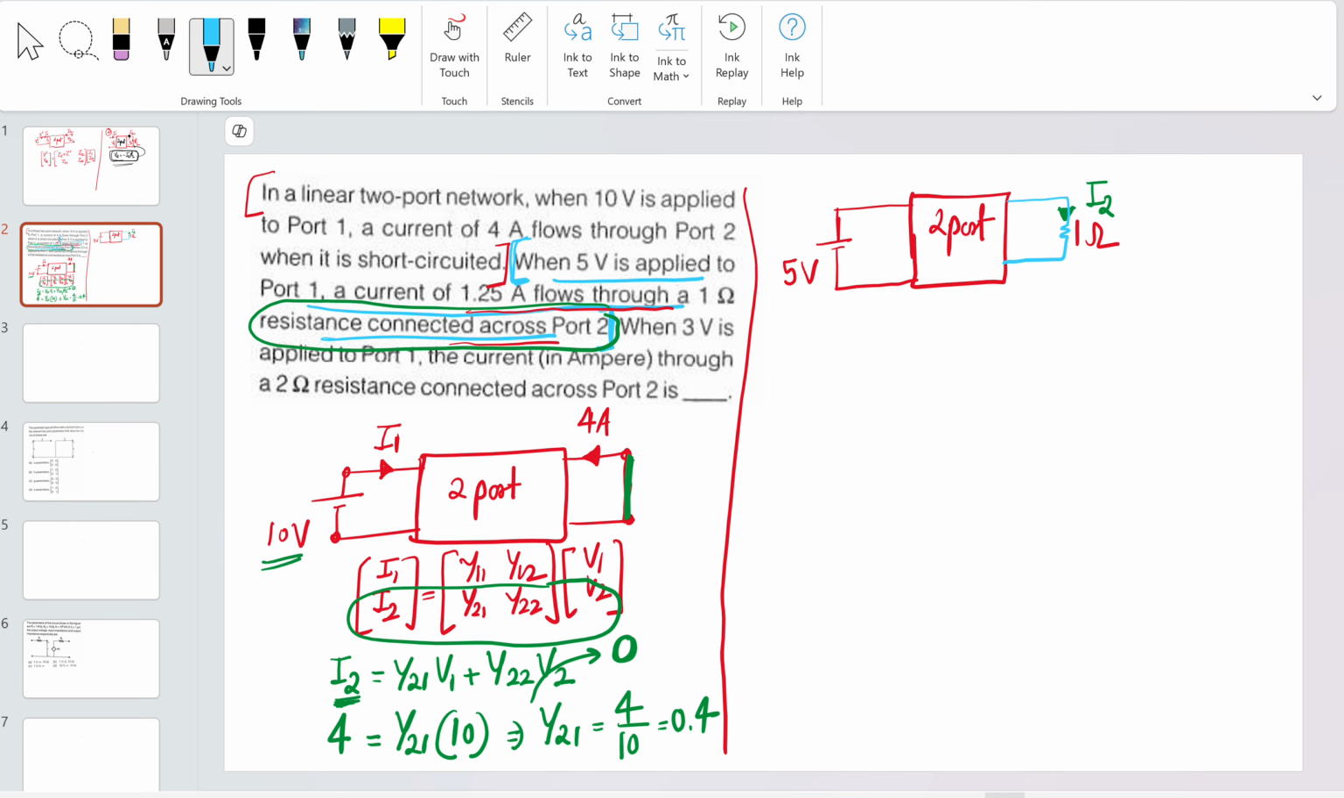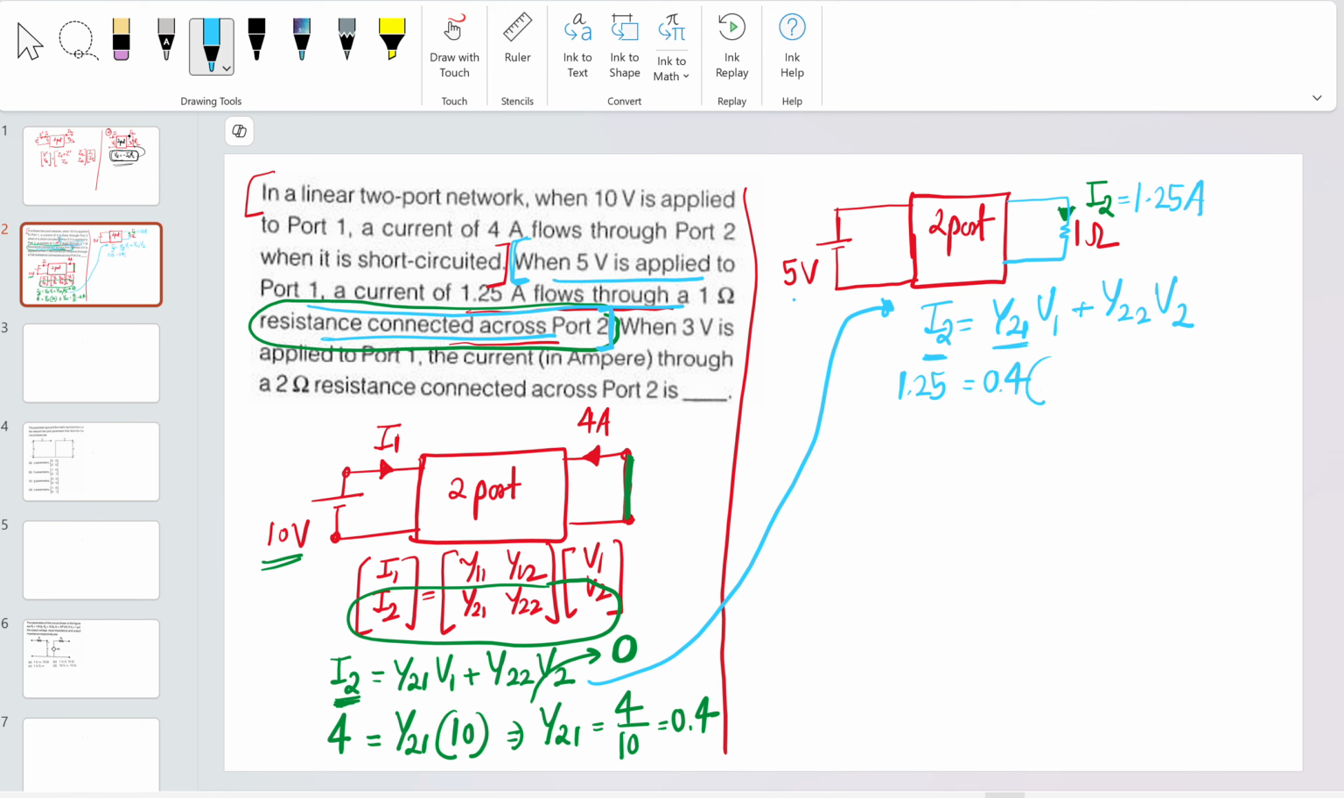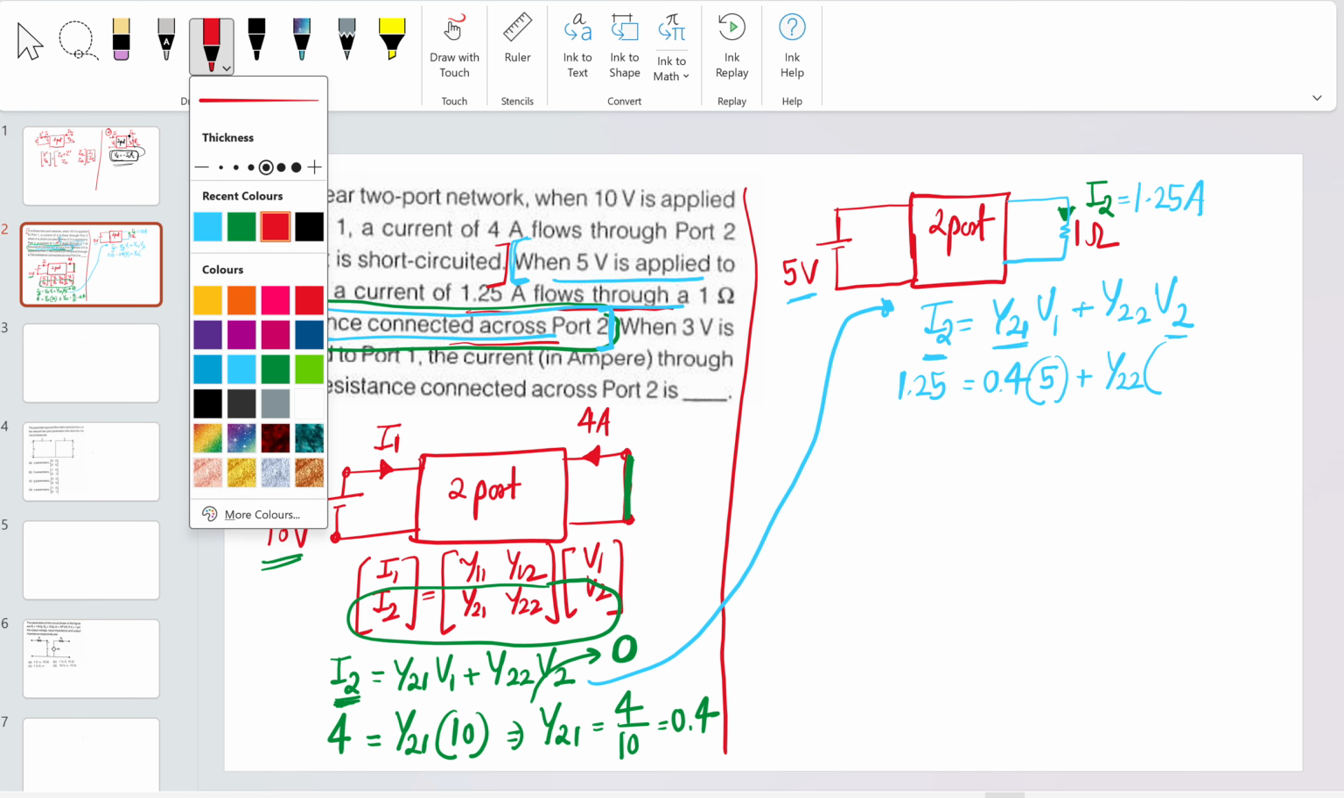Let me take the same equation here: I2 is equal to y21 v1 plus y22 v2. What is the value of I2 here? I2 is already given from the second part of this paragraph: 1.25 amps. And y21 we have already found out, it is 0.4. What is the V1 which we have applied? It is 5 volt. Plus y22. What is the value of V2? That is the same thing which I have explained here.